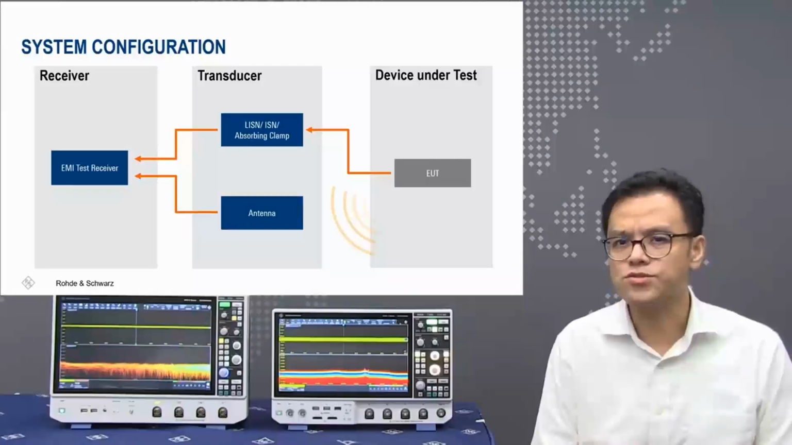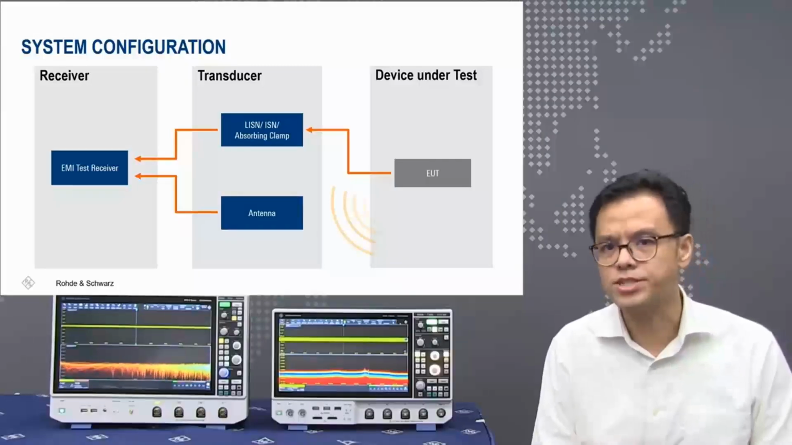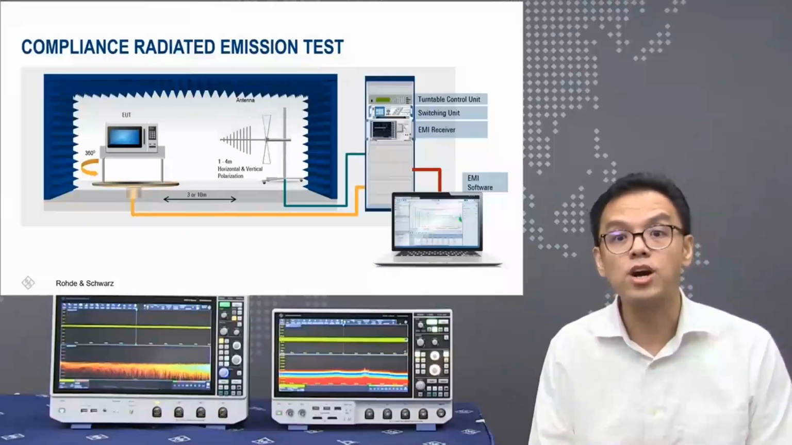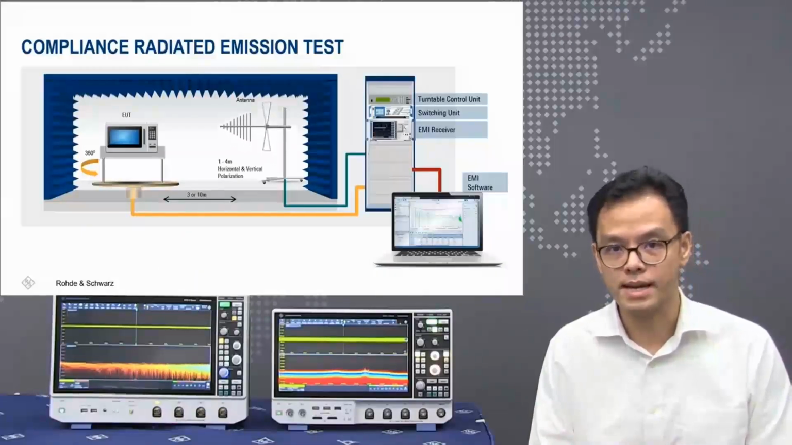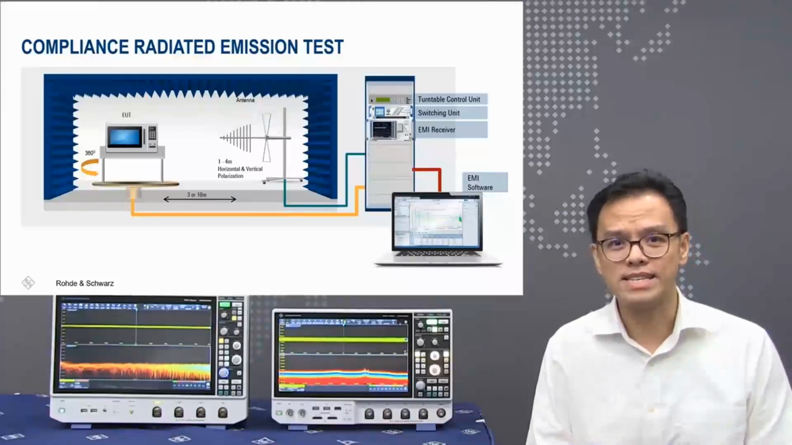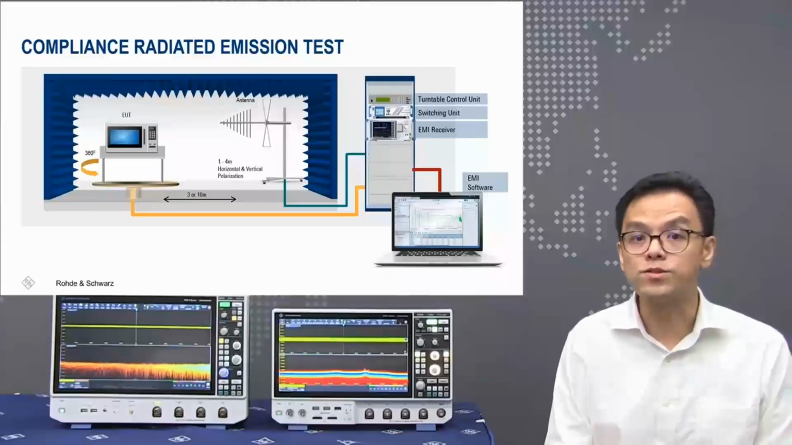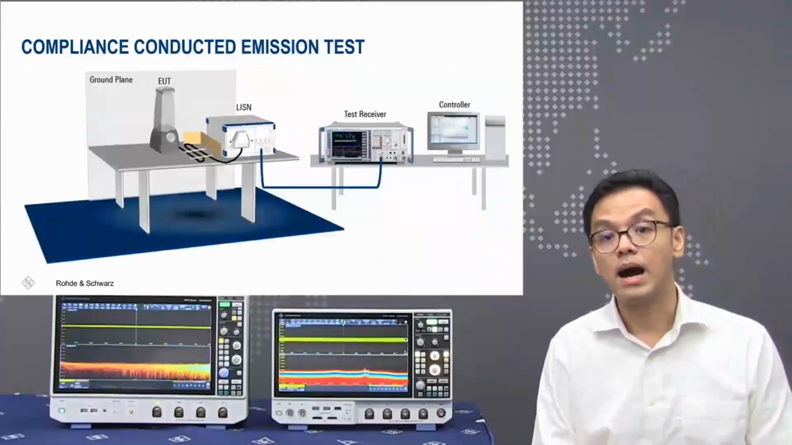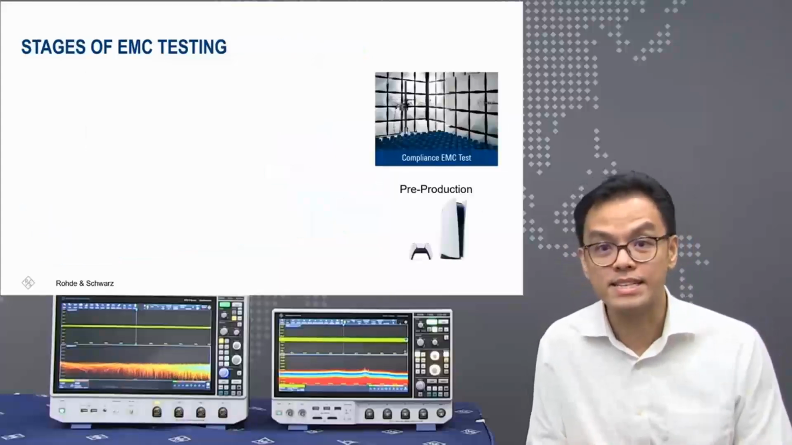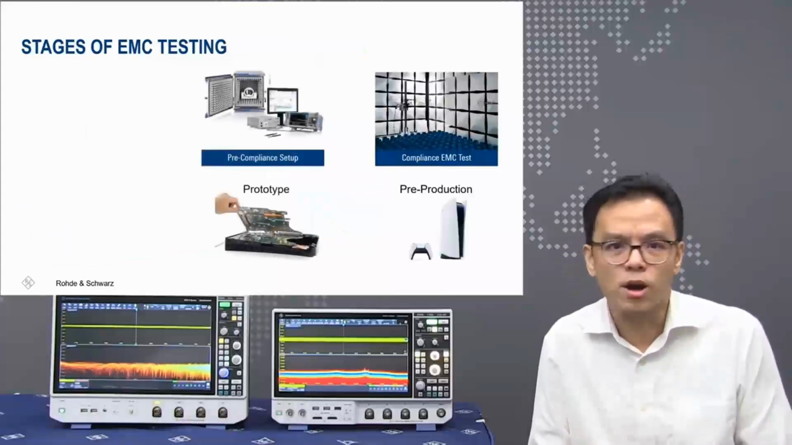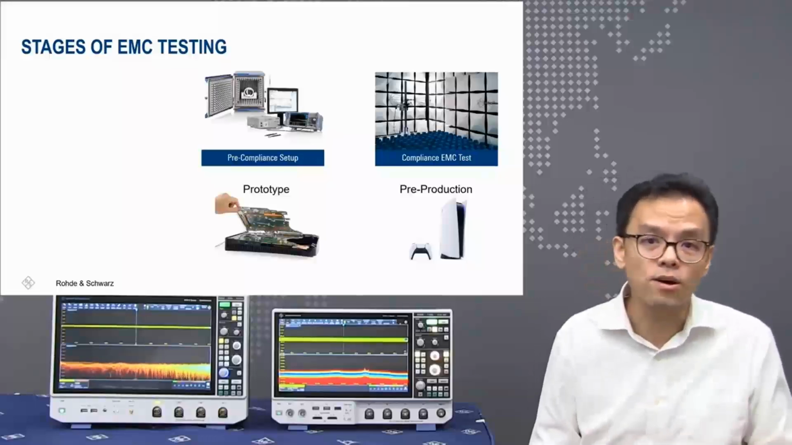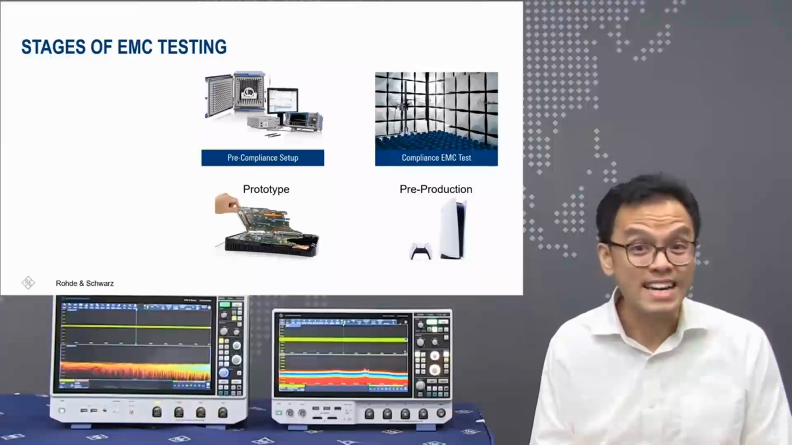While the concept is straightforward, the setup can be challenging, as depicted in this diagram illustrating a compliance radiated emission test. Typically, compliance testing occurs in dedicated labs conforming to established standards. However, there's a growing need for pre-compliance testing in individual labs, as compliance tests can be time-consuming and often only provide pass or fail results without offering guidance for debugging.